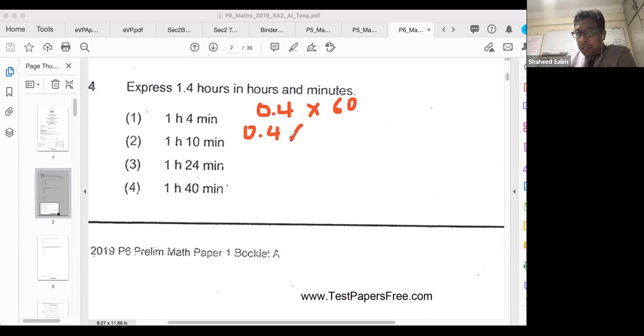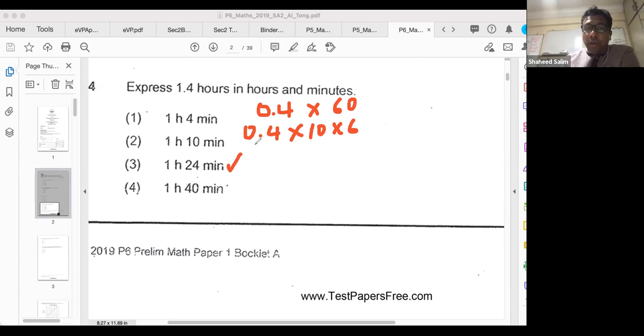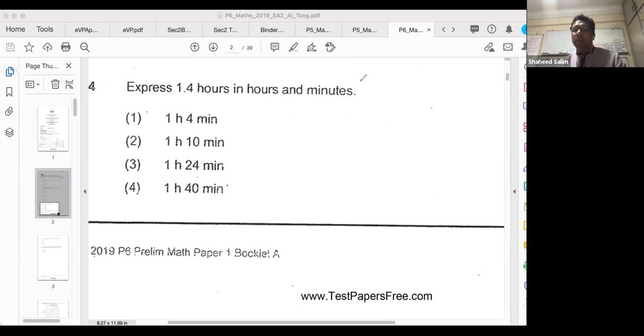Now I will change it like that. 60 is 10 times 6, you know. I'm showing you now how to do it by working. If you want to do a simple working, you break the 60 into 10 times 6. 0.4 times 10, you shift 1 decimal place, become 4. Then 4 times 6, 24. 1 hour 24 minutes. Okay, I hope you get what I'm teaching.